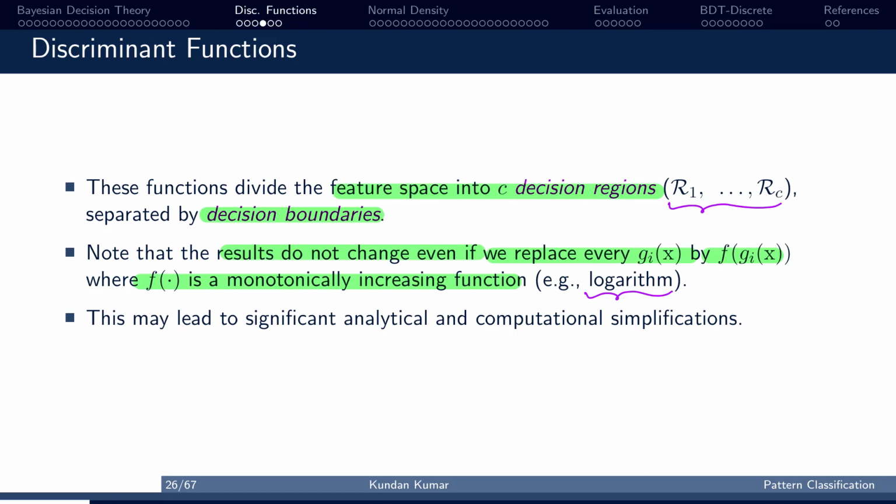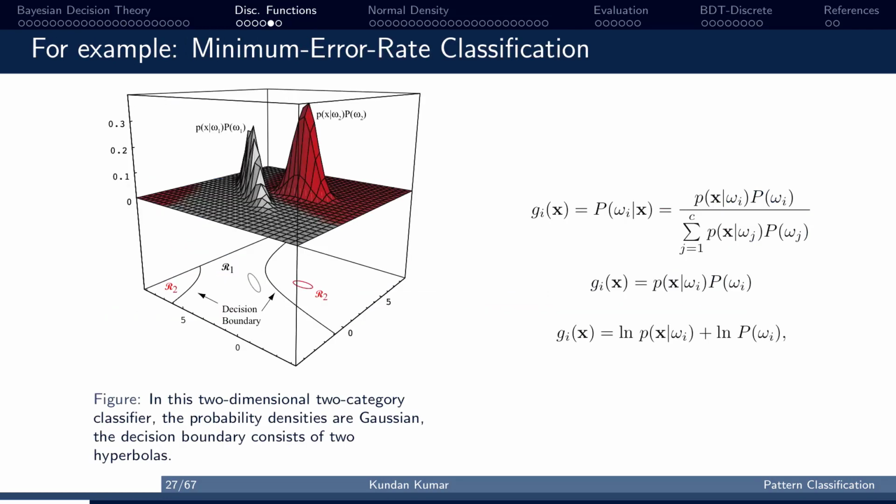So why do we do this? Because if we apply a monotonically increasing function to the discriminant function, it will ease our calculation. That means it leads to significant analytical and computational simplifications. For example, let us consider the minimum error rate classification problem. Here the discriminant function is defined as g_i(x) equal to the posterior probability of the ith class.